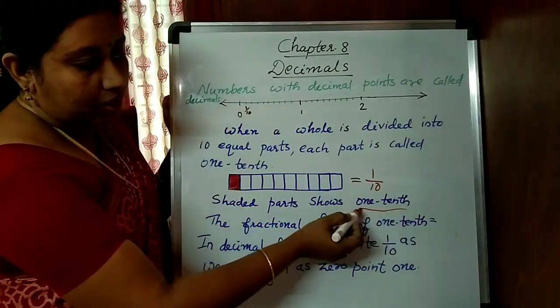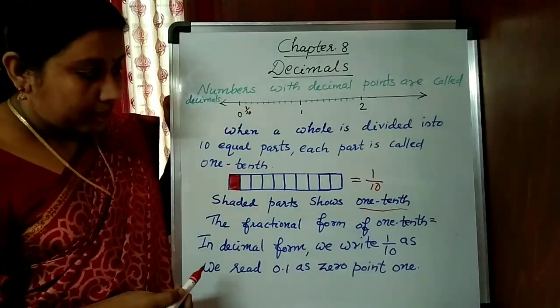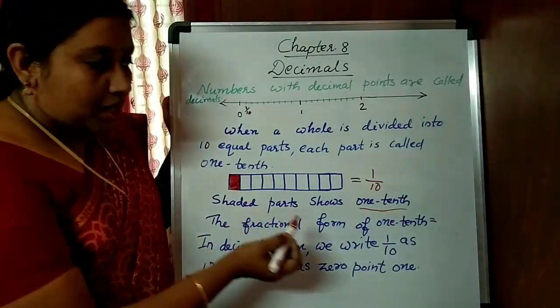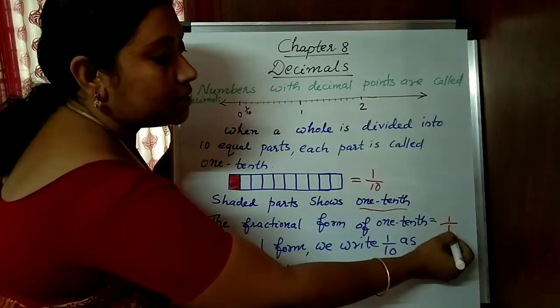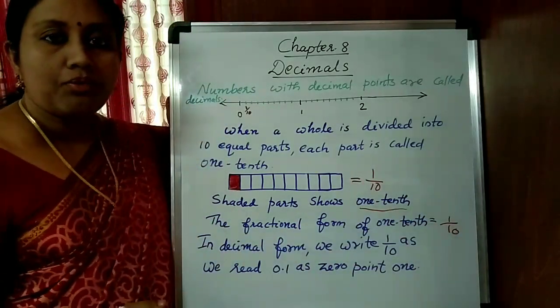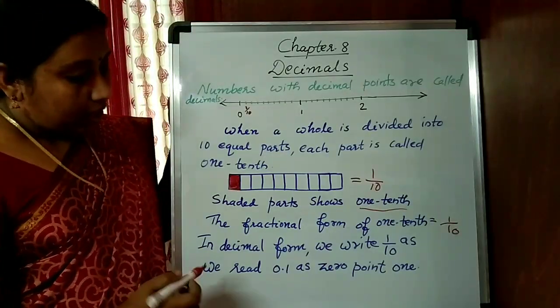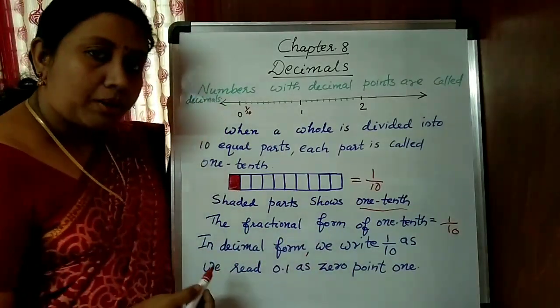So that is called 1/10. The fractional form of 1/10 is 1 by 10. This is the fractional form of 1/10. Then what is the decimal form of 1 by 10?